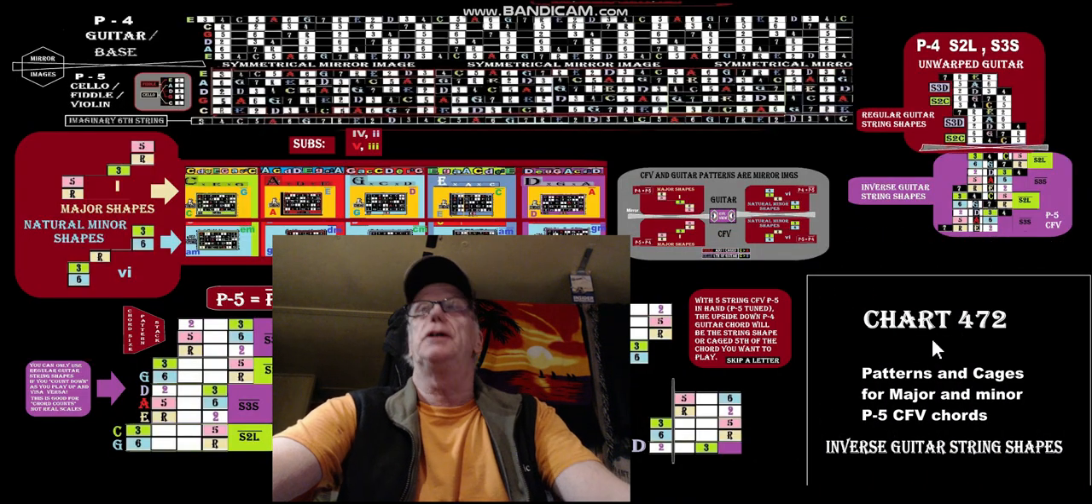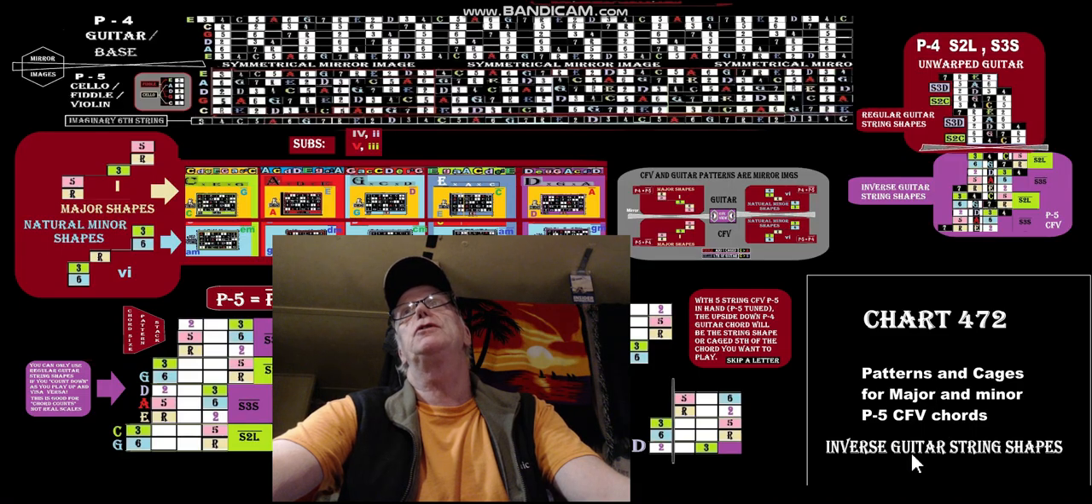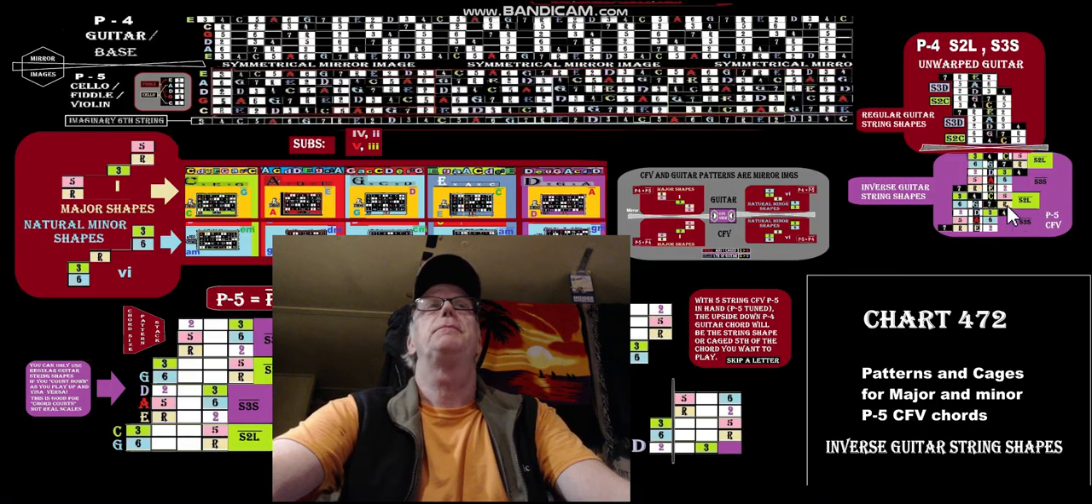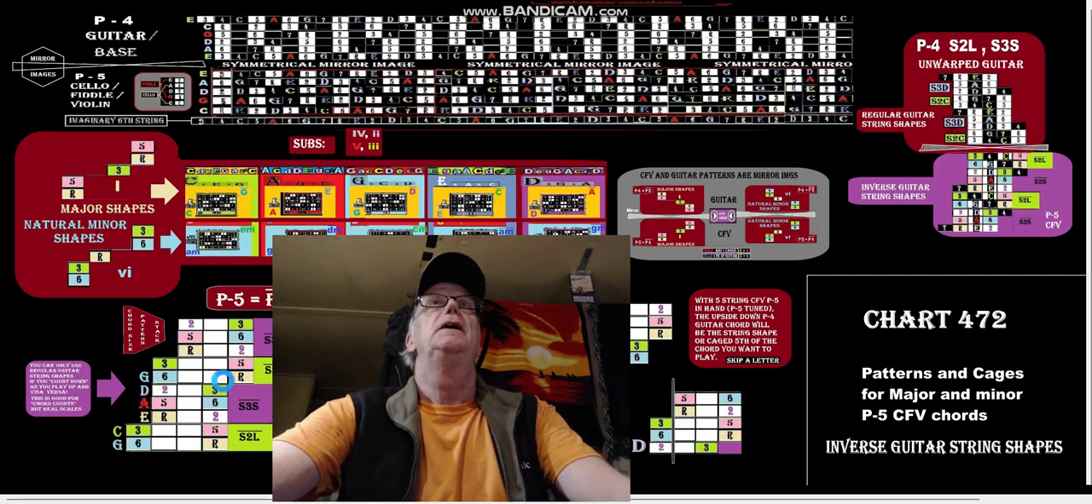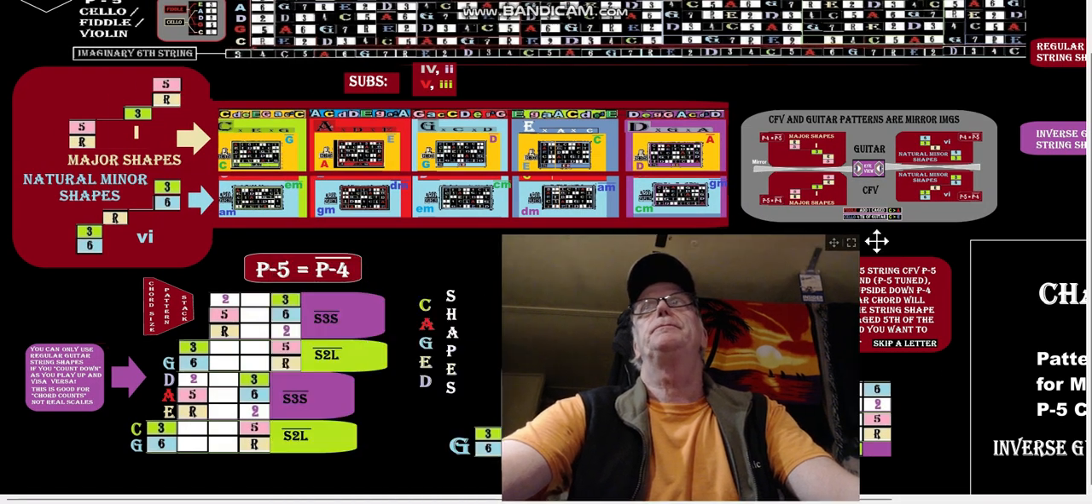Today's chart: patterns and cages for major and minor P5 CFV chords, inverse guitar string shapes. Whoa, new concept, new concept. So I tried to make this easy.